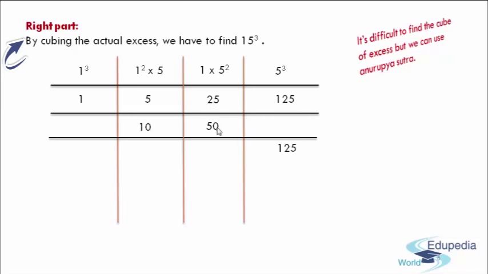And now if you observe these two rows, we have 25 and 50. So what we have to do is add these two things. If you add, you will get 25 plus 50 is equal to 75. And again we have to add these two things. So 5 plus 10 you get 15.